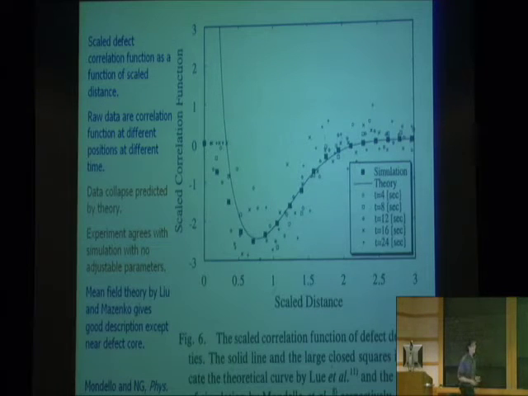So one thing that we did when we did these simulations was we looked at the topological defects, we found where they were, and then we measured their correlation function in space and time. And when you measure the correlation function, then you find that if I scale the distance and time in a certain way that I'm not going to go into, then the data for the correlation function as a function of scaled distance for different times all collapses onto one universal curve, and that's the squares shown here.